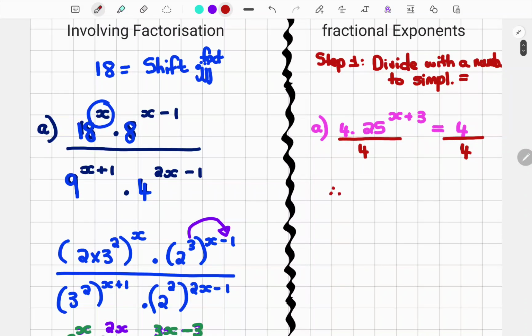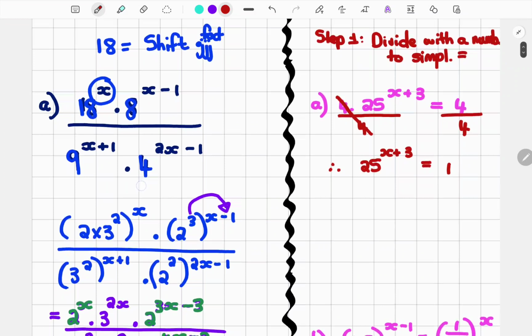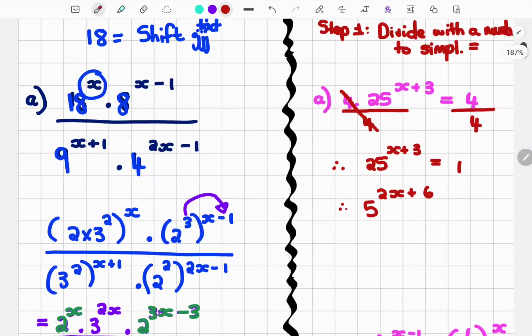Alright, so then this 4 and that 4 will cancel out, and I'm left with 25 to the power x plus 3 is equal to 1. Okay, 25, I'm going to make a product of its primes, so it's going to be 5 squared. That 2 pushes up, and it multiplies with the x and the 3. So I'm just going to do that without writing that step. So it's going to be 5 to the power 2x plus 2 times 3 is 6.